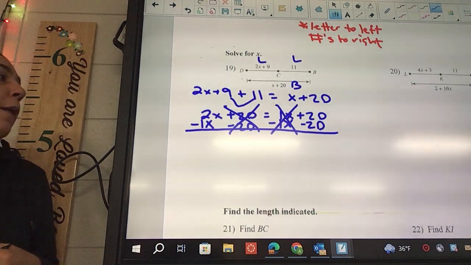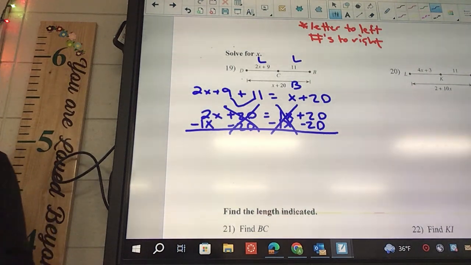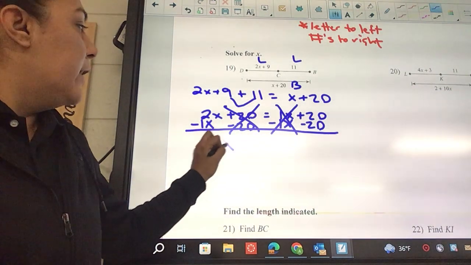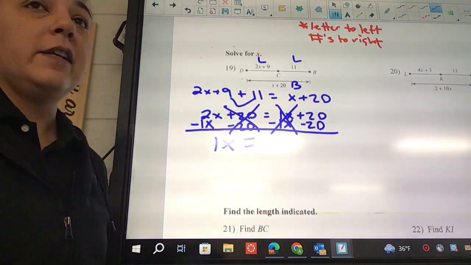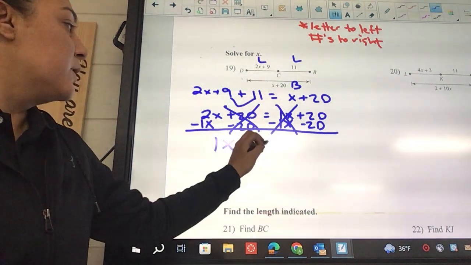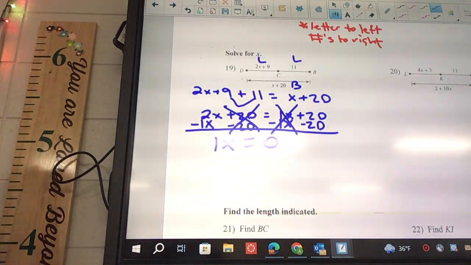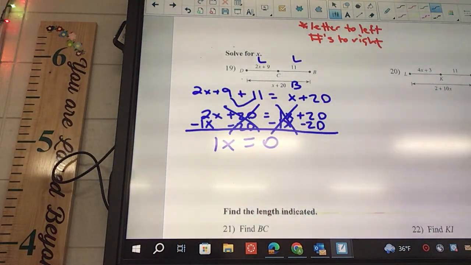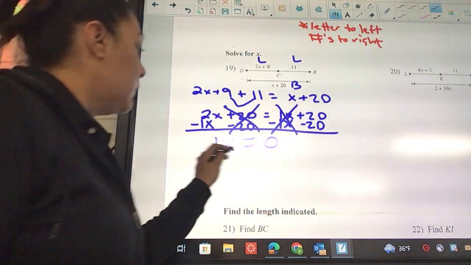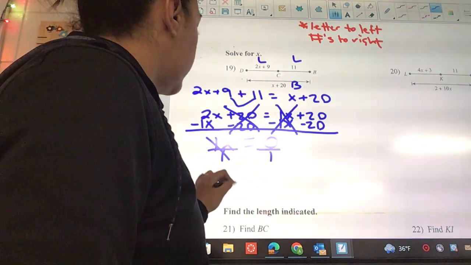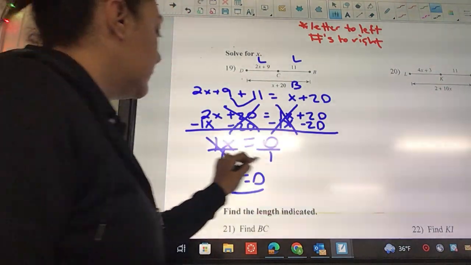Okay, what is 2x minus 1x? 1x. 20 minus 20 is going to be 0. And then what? We're going to divide by 1.